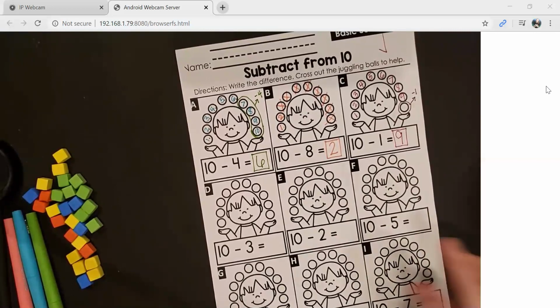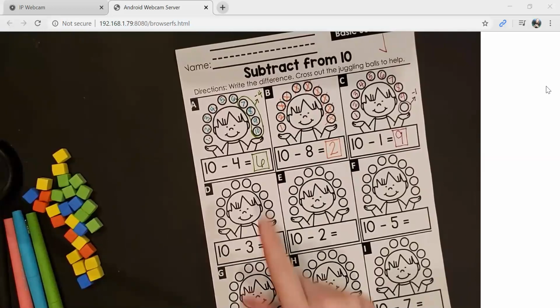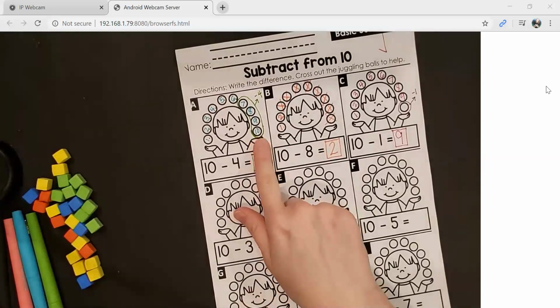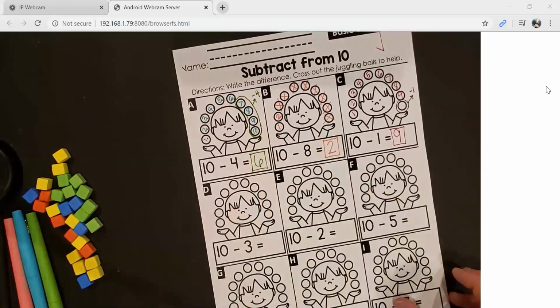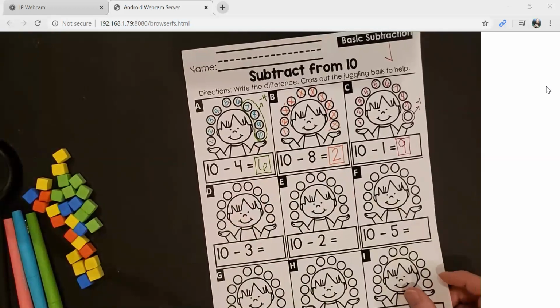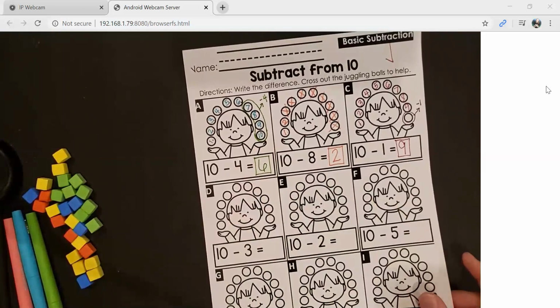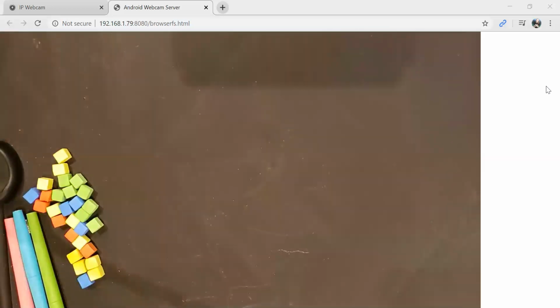Now I could keep going, but I think you guys have a basic idea of how to solve these using the lasso takeaway method or crossing out. Make sure that you're talking about the problems, explaining it to your families too. All right, let's look at another one. Our next one is addition.